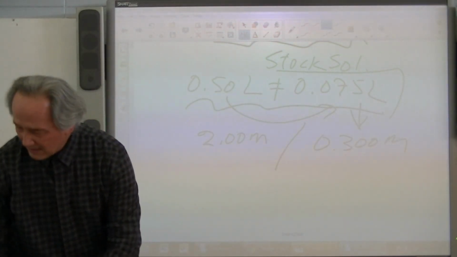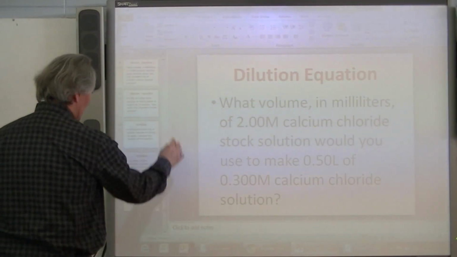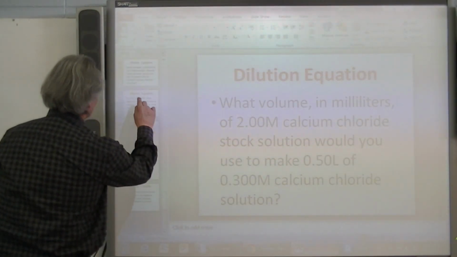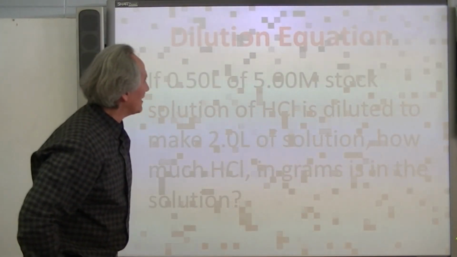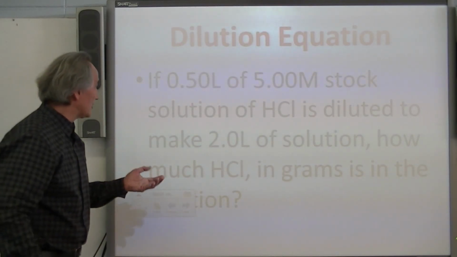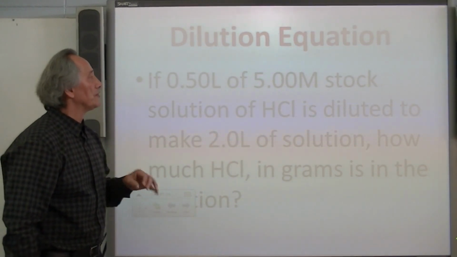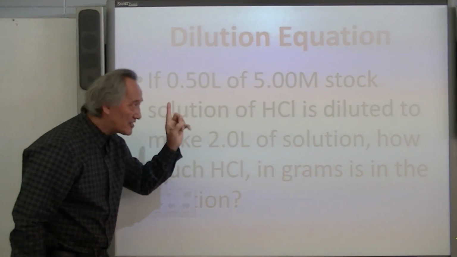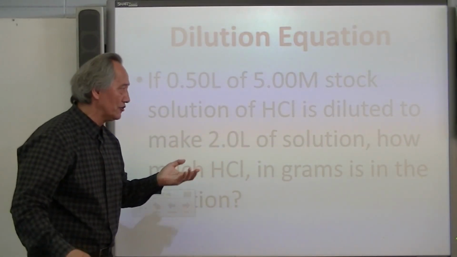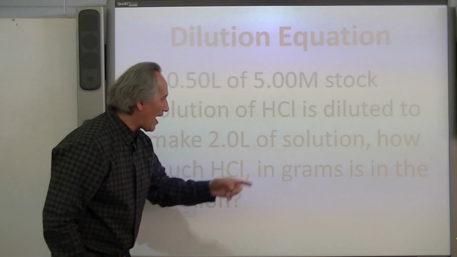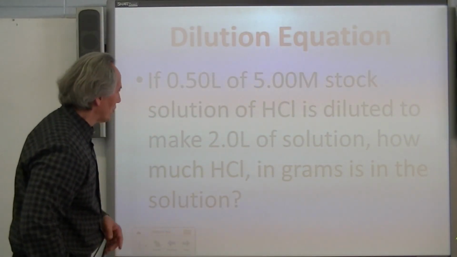So let's move ahead. Let's do one other dilution problem. We're going to go to our second dilution problem. Let me scroll this. Here it is, right here. Again, let's take a look at this problem. Here's our second dilution equation problem, and it reads as such. If 0.50 liter of 5.00 molar stock solution of HCl is diluted to make 2.0 liter of dilute solution, how much HCl in grams is in the solution? Okay, so we're looking for grams.